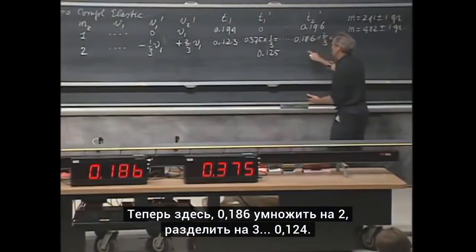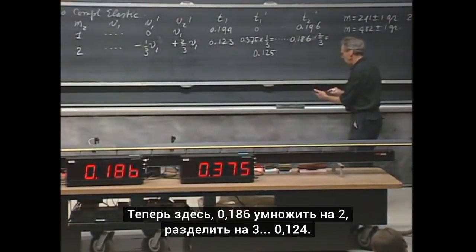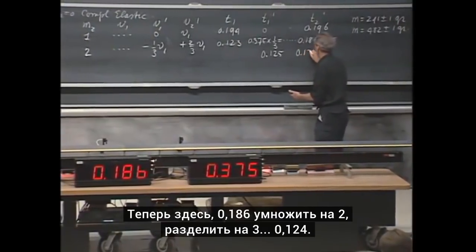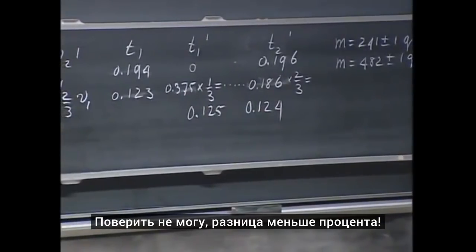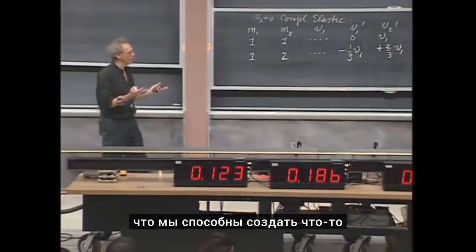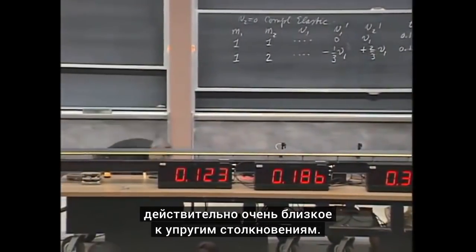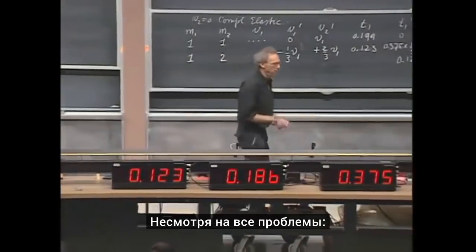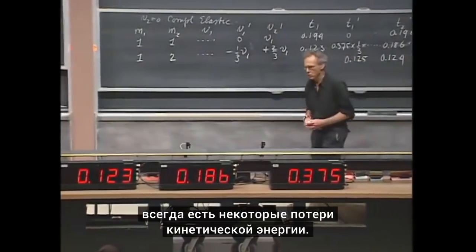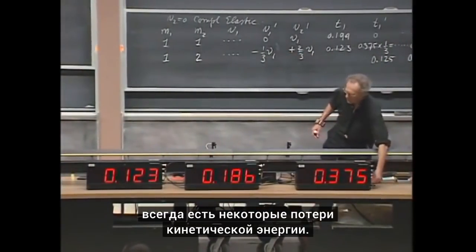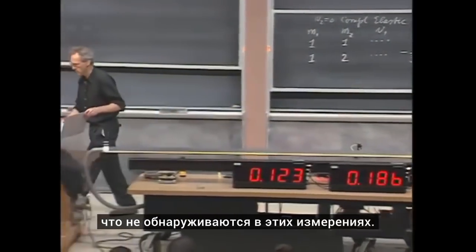Now here, 0.186 times 2 divided by 3, 0.124. I can't believe it. Less than 1% off. So you see in front of your eyes that we were able to create something that was indeed extremely close to elastic collisions, in spite of all the problems that we have, air drag, and that, of course, there is always some loss of kinetic energy. But it's so little that it doesn't show up in these measurements.